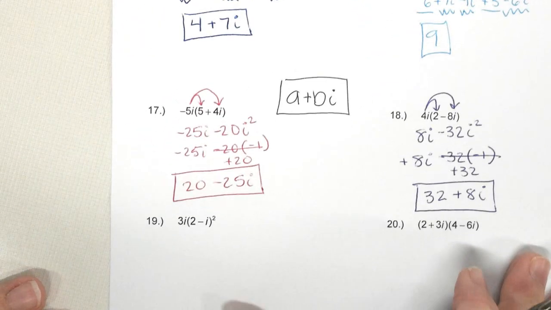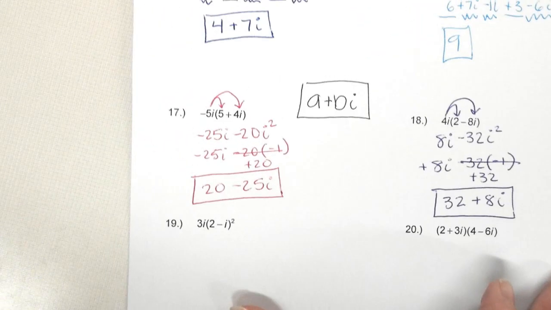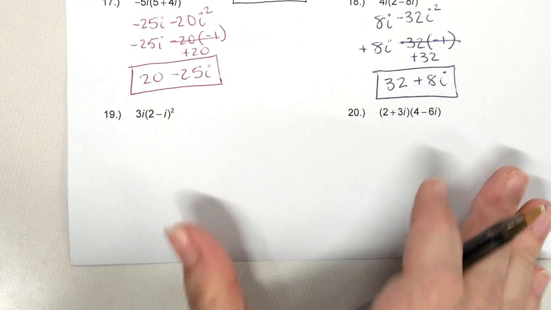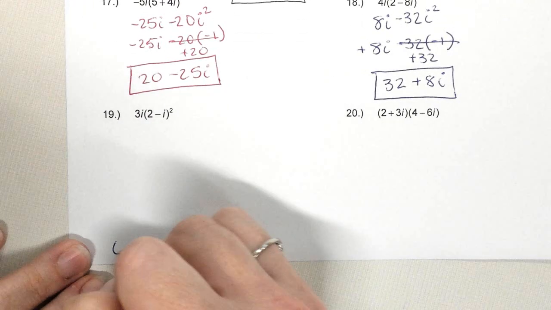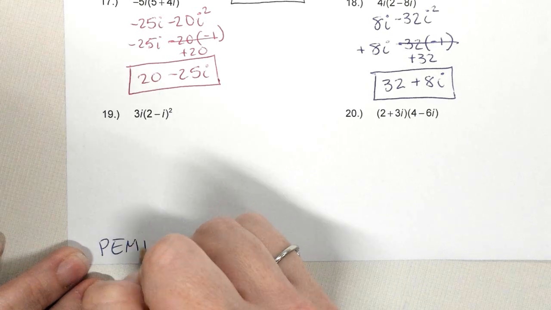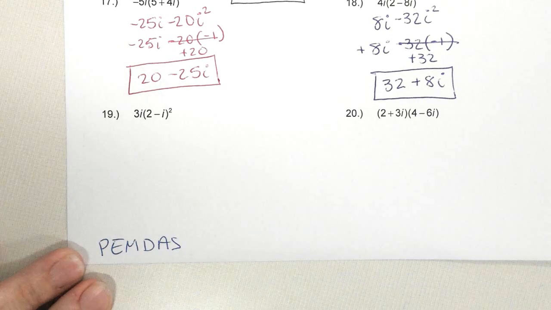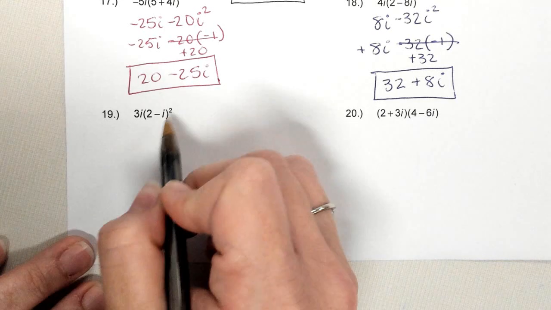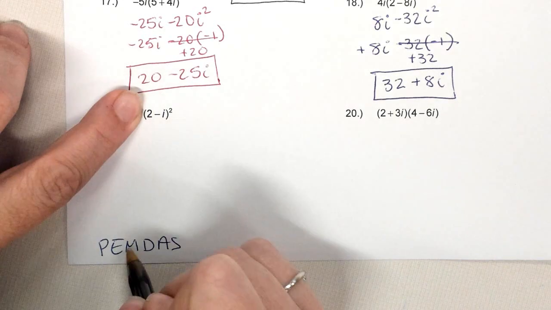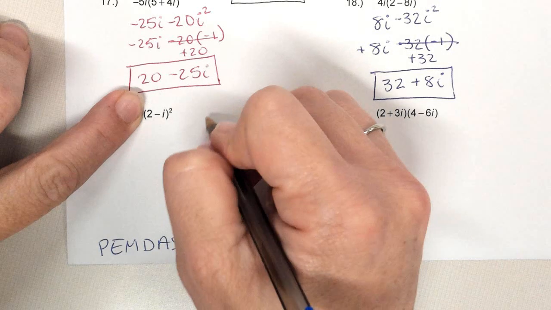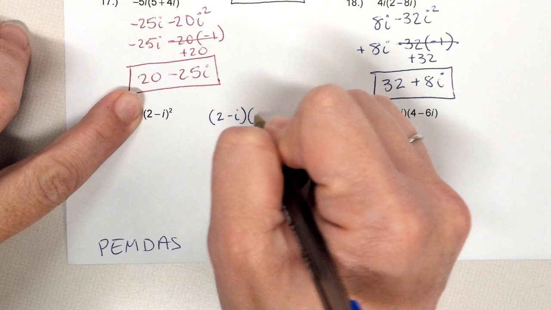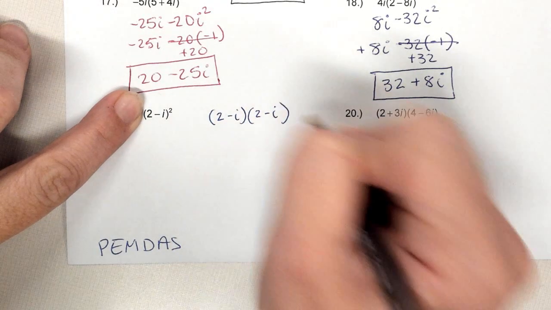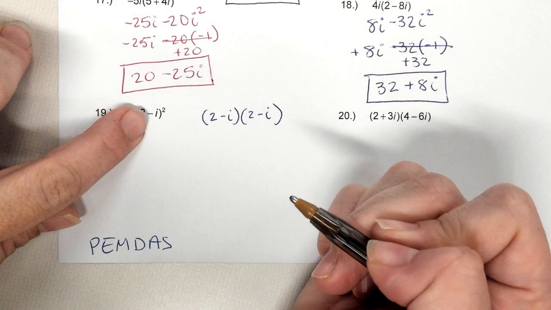Now this one's a little different. We have something being multiplied in front, and we also have a squared. Now think of PEMDAS. Why I wrote the E first, I do not know. Parentheses, well, 2 minus i, I cannot combine. Exponent, so we have to get rid of the exponent before we multiply. So we need to do 2 minus i squared before we worry about the 3i.